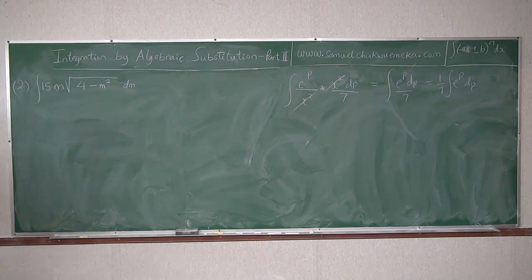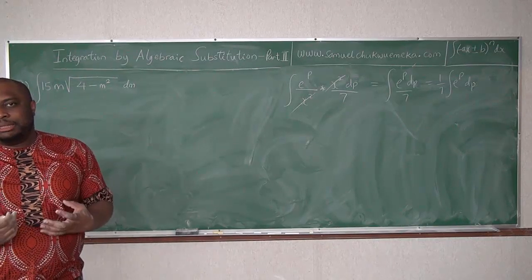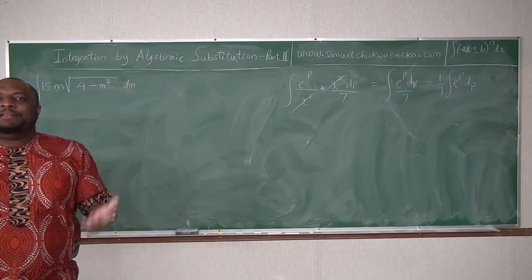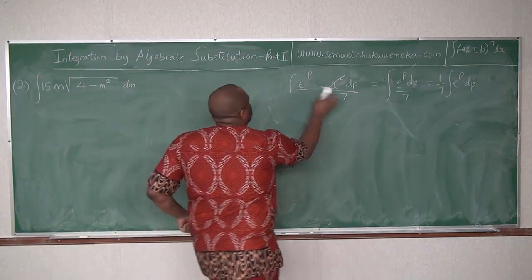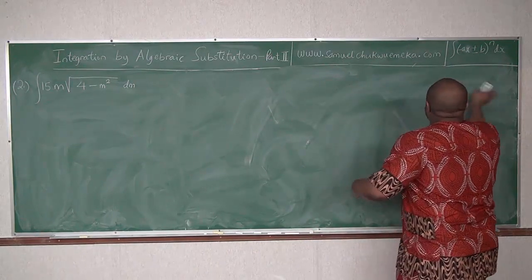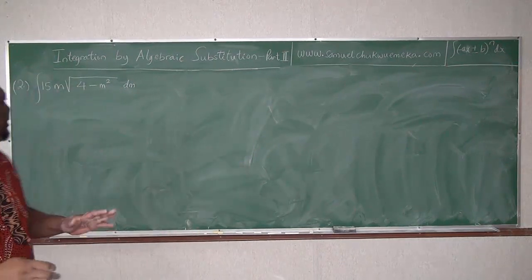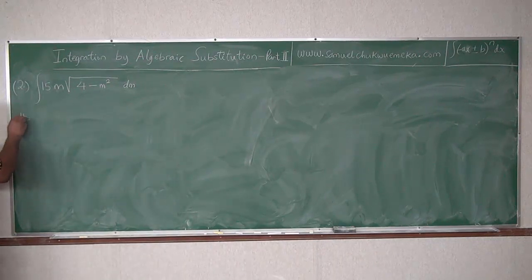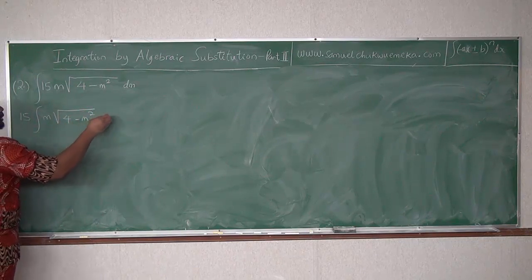Everything must not be x. It must not be x. It could be any variable. We look at this here. 15 is just a problem, so let's bring that 15 out. We bring it out: 15 times the integral of m square root of 4 minus m squared dm.